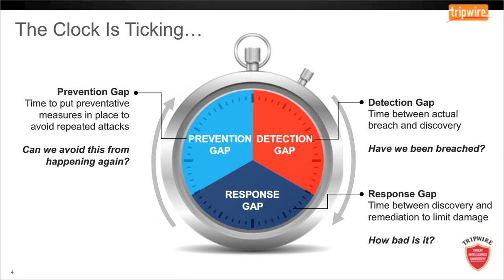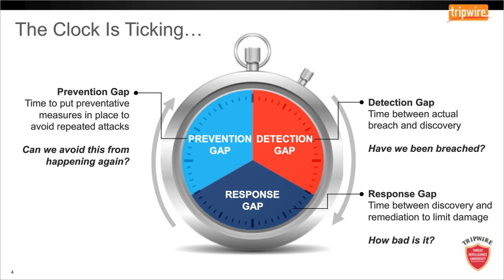So this time discrepancy is what at Tripwire we call the cyber threat gap. You may be familiar with terms like kill chain, which is another way of looking at this. It's all about reducing the time gaps that we see as being critical challenges for limiting the scope, impact, and cost of a breach.